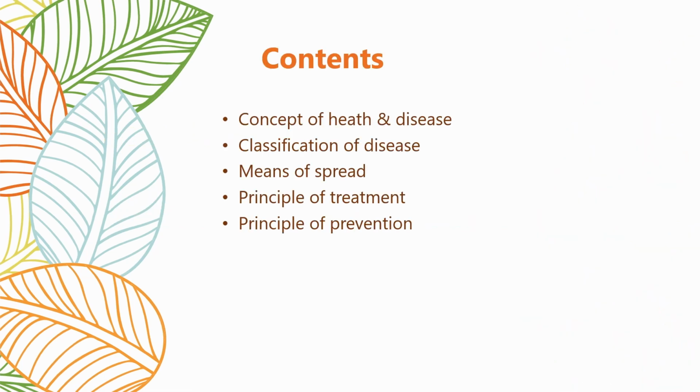The main content that we are going to discuss in this chapter: concept of health and disease, classification of disease, means of spread, principle of treatment, and principle of prevention. Out of these five topics, in this video, I'm going to cover the first three topics. The rest of the two will be discussed in the next part. So first, let's start with the concept of health and disease.